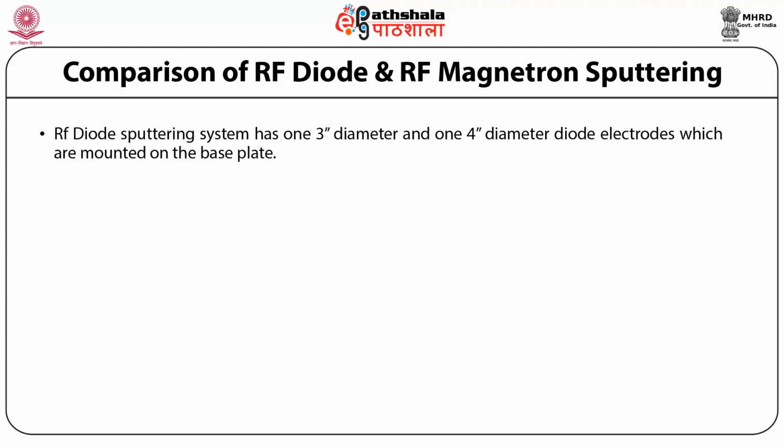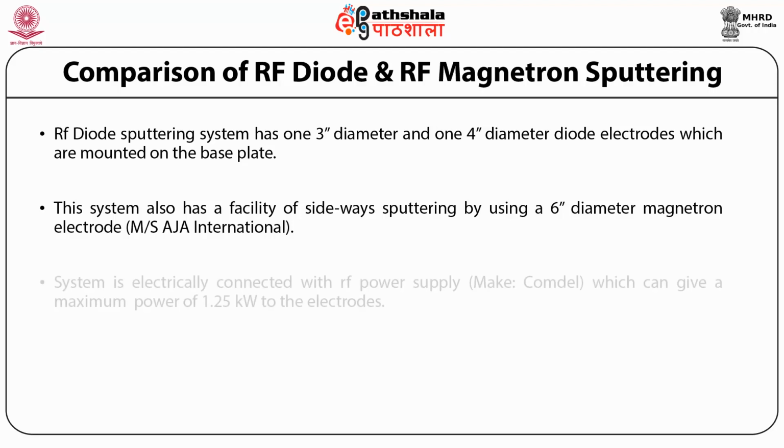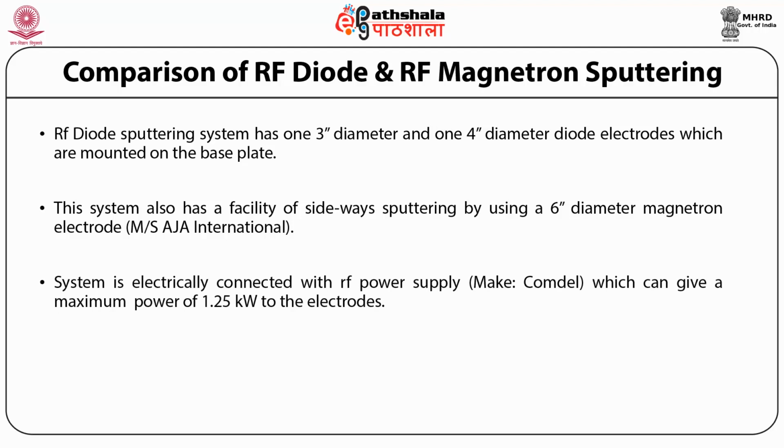The RF diode sputtering system has one 3-inch diameter and one 4-inch diameter diode electrodes which are mounted on the base plate. This system also has a facility of sideways sputtering by using a 6-inch diameter magnetron electrode. The system is electrically connected with an RF power supply which can give a maximum power of 1.25 kilowatts to the electrodes.